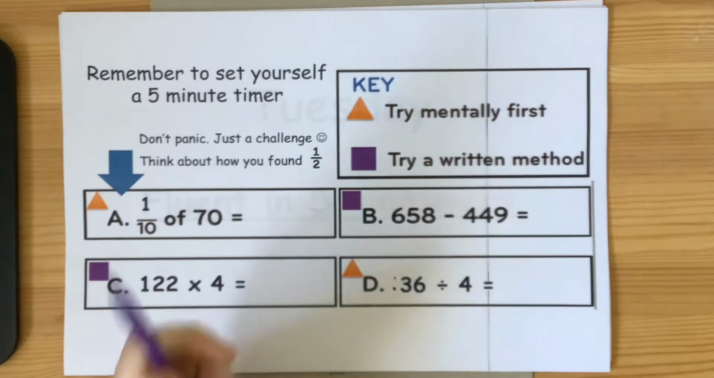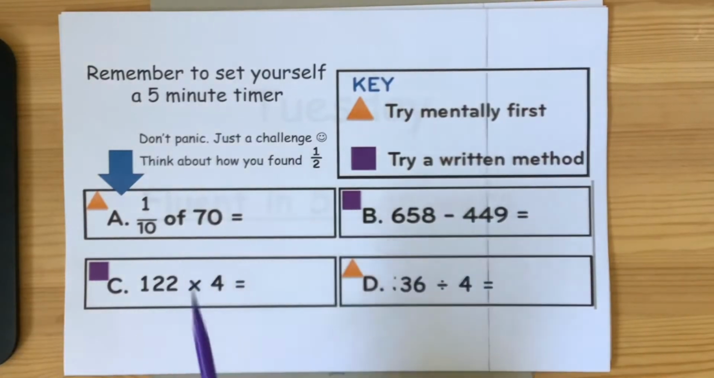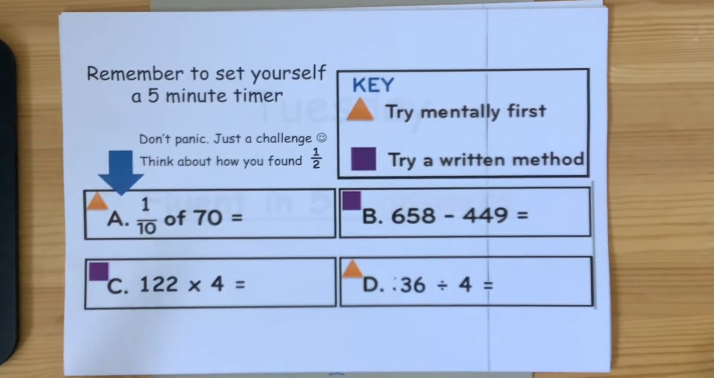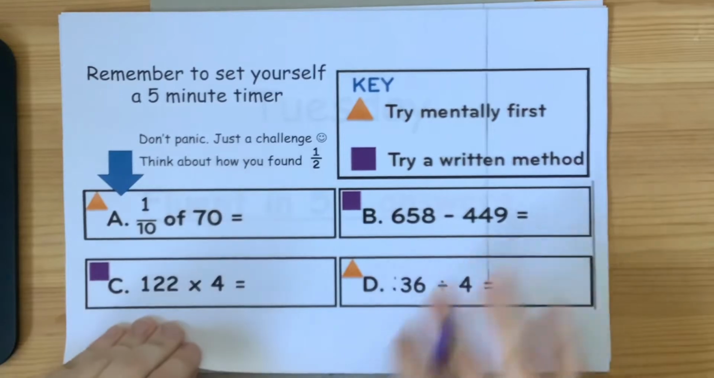Now, I don't want you to panic about question A. Just think about how you found a half of 30 in the previous Fluent in 5 and see if you can apply the same to 70. If you can't do it, please just leave it. I really don't want anyone to worry about it. Just leave it because I'll go through the answers in a moment. So pause the video and have a go.